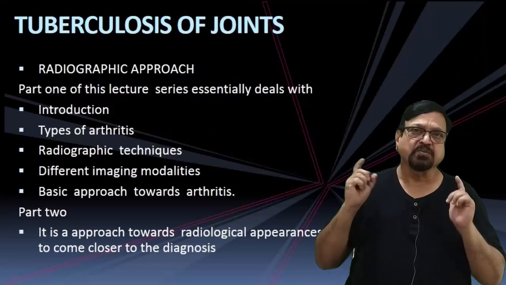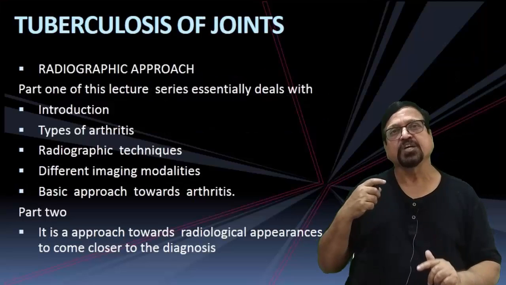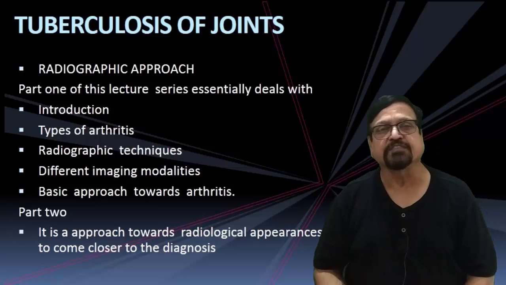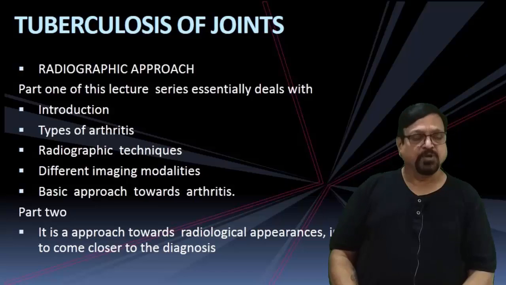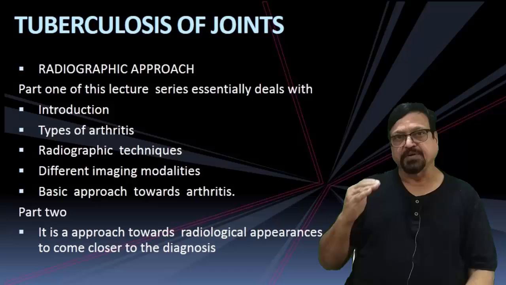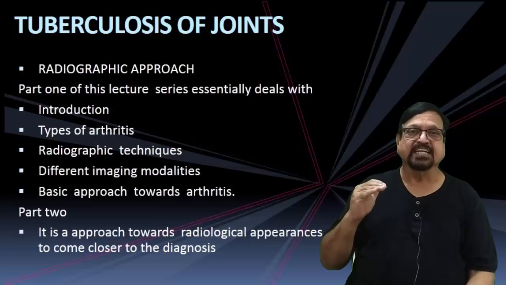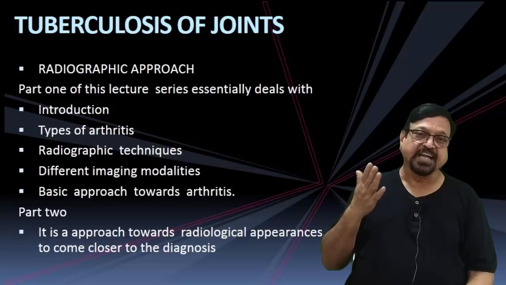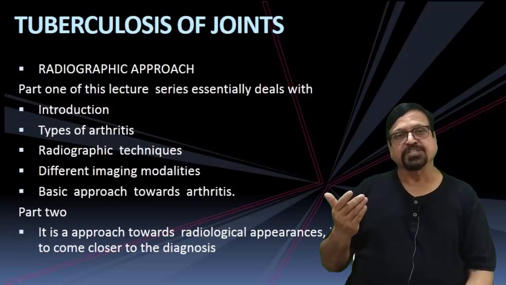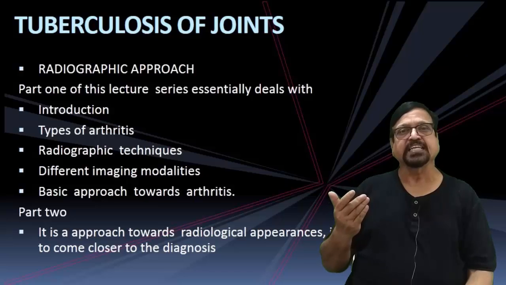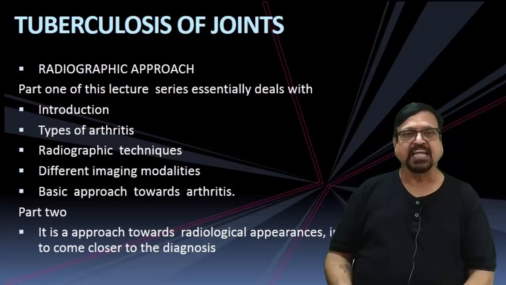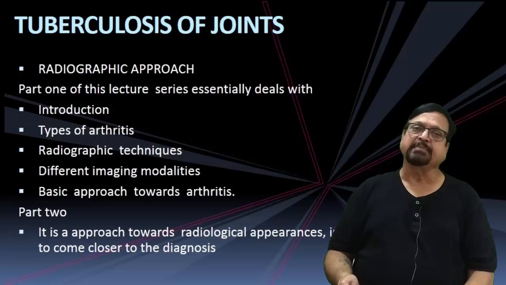So here we go to tuberculosis of joint evaluated by plain radiography. Now, the radiographic approach, part 1. We are going to see introduction, types of arthritis, radiographic techniques, different imaging modalities which can also evaluate joints and give us good diagnostic information about tuberculosis, and the basic approach towards arthritis, that is its classification and how to make use of the imaging techniques.